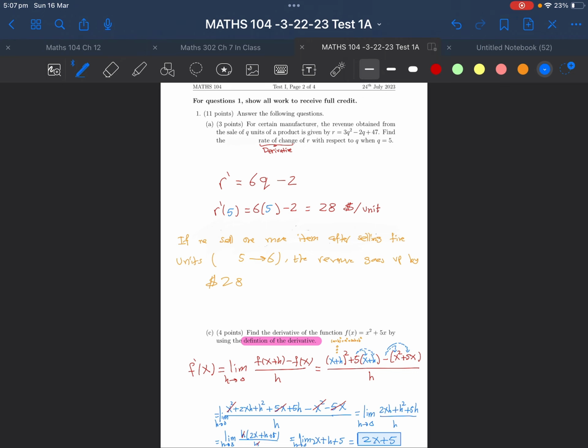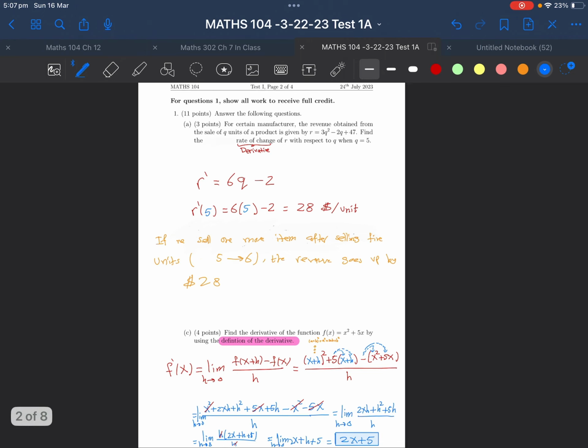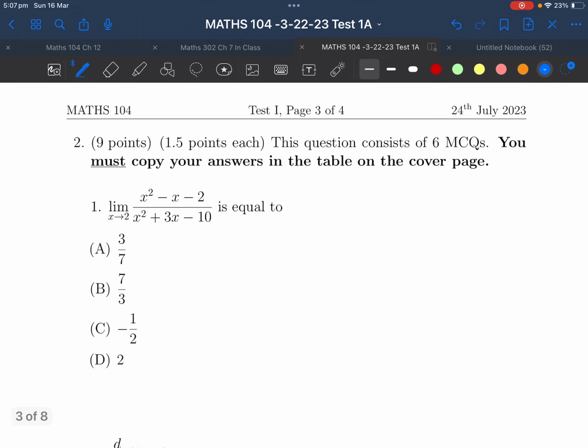Let's go to the multiple choice part. Now for multiple choice, there are 6 multiple choice questions. We need to deal with them. Now the first one, let me just try to solve it. If you remember, we solve it using factoring. So the first step, we do direct substitution. Now if we do direct substitution, we will get 0 over 0. You can try it by yourself with the calculator, but that's what you will get.